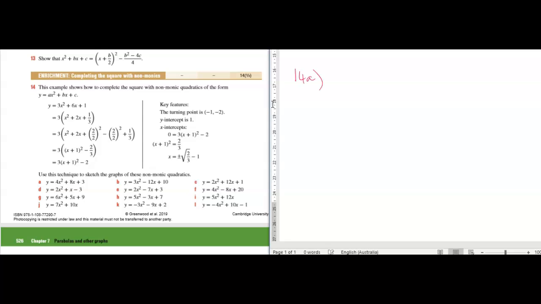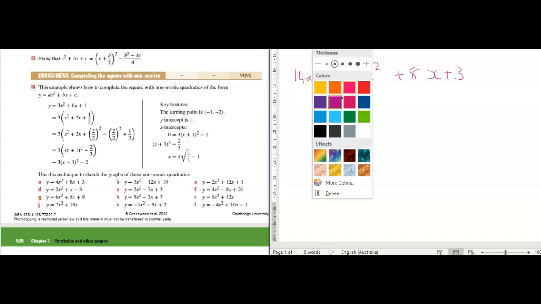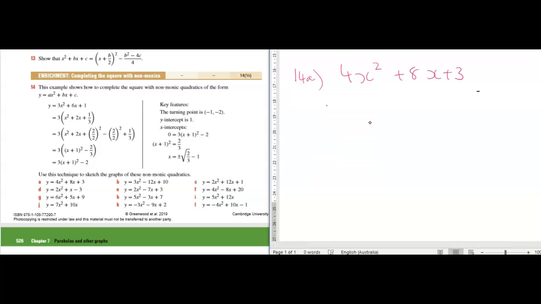Now I'm looking at the other questions, and they do look a little bit harder. When you've got a negative, so k, see how it's a negative 3? Take the negative out as your common factor. So we've got 4x squared plus 8x plus 3. We're going to take out 4 as your common factor. So we've got x squared plus 2x plus 3 on 4.